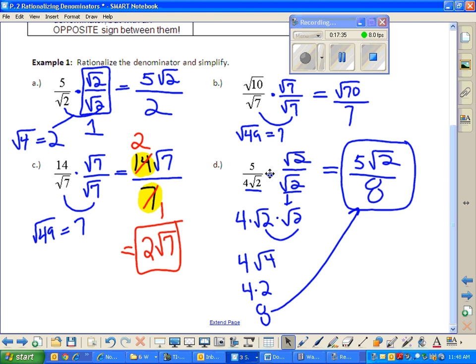So 5 root 2 over 8 is your answer there. And you can check this in your calculator. It is actually logically equivalent to the original problem.